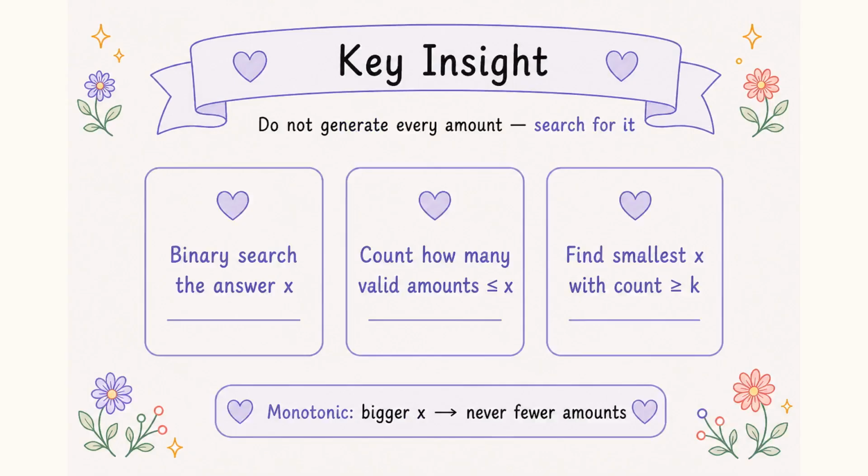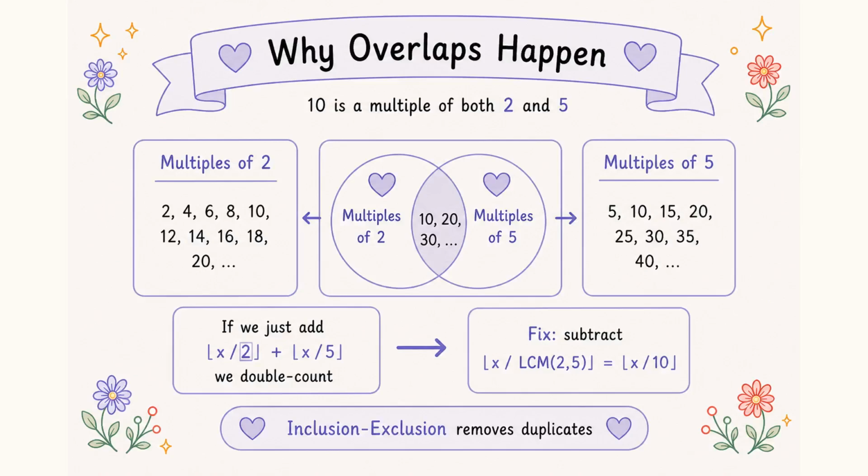Binary search the answer X. For each candidate, count how many valid amounts are less than or equal to X. Find the smallest X whose count is at least K. The count only grows as X grows, so binary search works. Overlaps happen. 10 is a multiple of both 2 and 5.